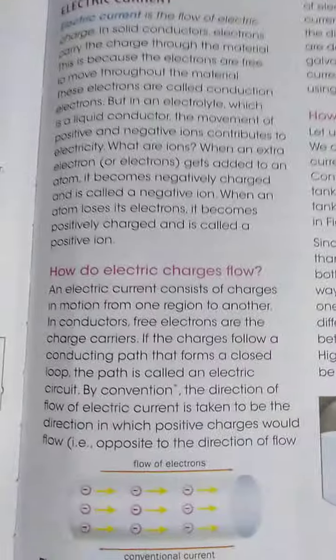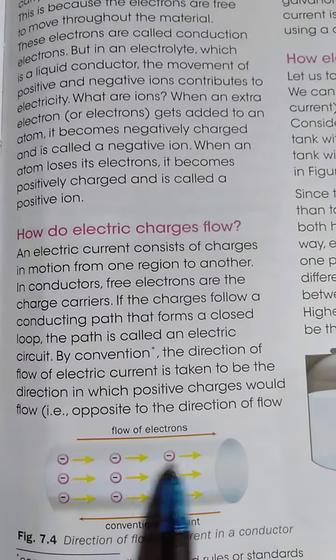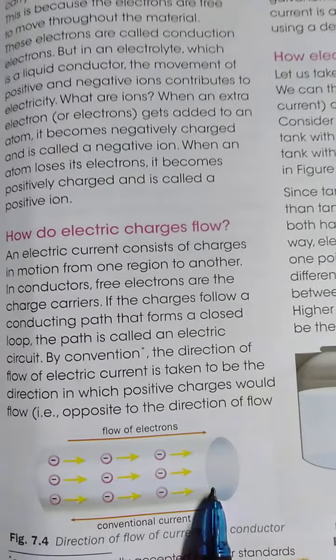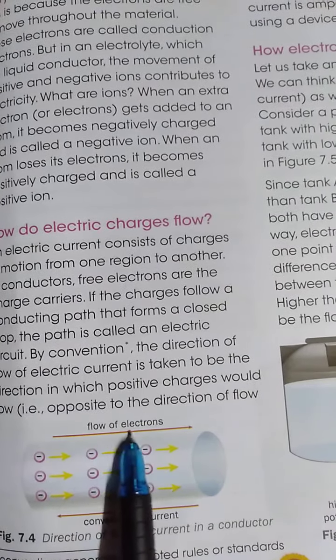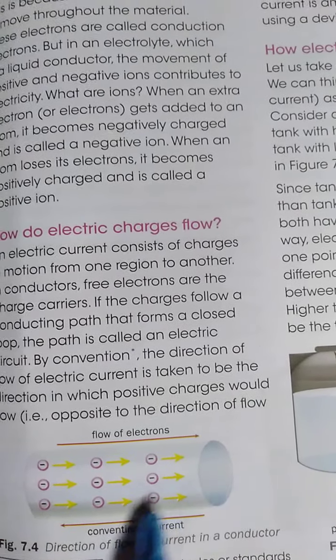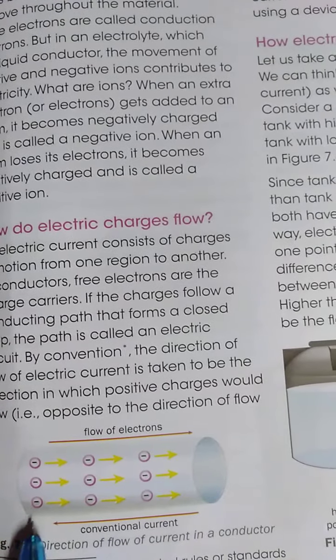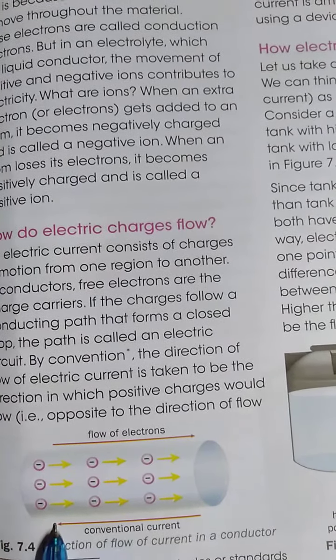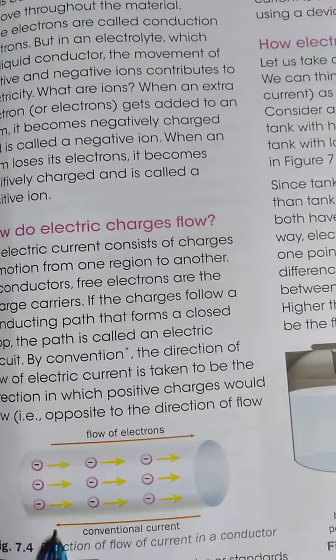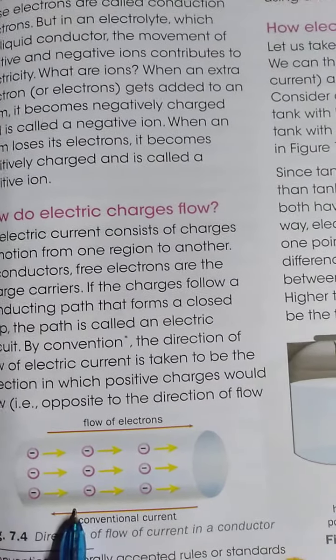As you can see here, these electrons are moving in a definite direction. So the direction of flow of electrons is from negative to positive, but we assume that there is a current flowing in the opposite direction, and this current which is flowing in the opposite direction is actually considered to be the conventional current. Okay.